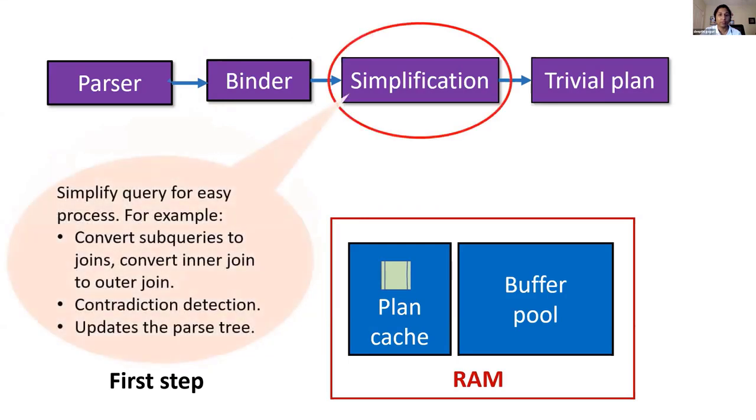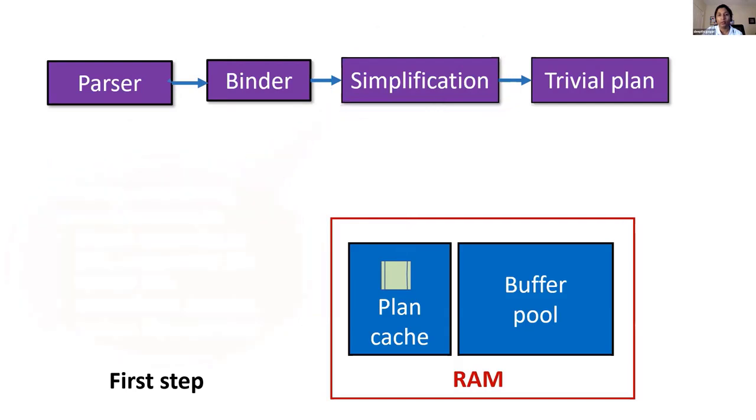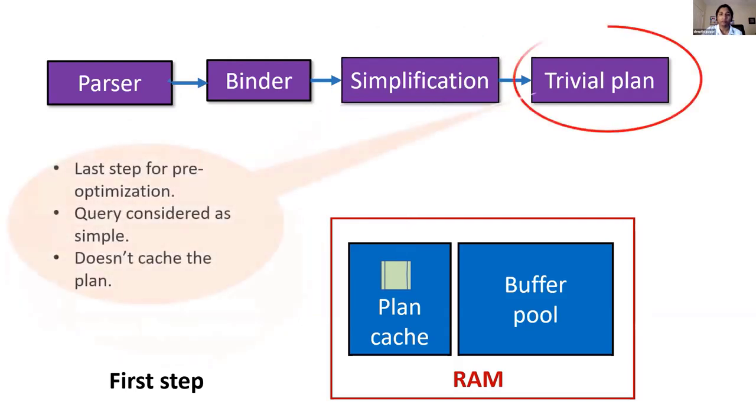As the name says, simplification will simplify the query. If the query has a subquery in it, the subquery will be converted into a simple join, and it will make the query really simple. And contradiction detection happens here. Like if we run a select statement with a contradiction, like with a foreign key, those kind of things are detected here. And with all this information, the parse tree will be updated inside the plan cache. And the query is now sent to the trivial plan.